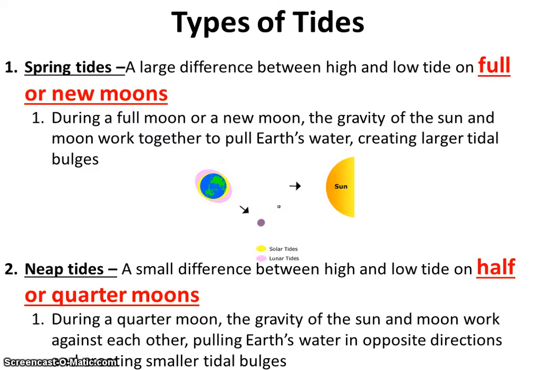Vice versa, you also have times when the sun, earth, and moon are at right angles, where the moon wants there to be a high tide, the sun wants there to be a low tide. Where the sun wants there to be a high tide, the moon wants there to be a low tide. The sun and the moon's gravity are canceling each other out. This creates a very small difference between the tides. It's called a neap tide, and that happens on the quarter or half moons. Spring tides always happen on full and new moons. Neap tides always happen on quarter or half moons.